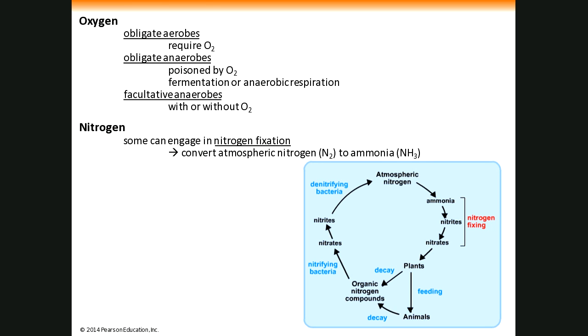You also got animals decaying and plants decaying, and they're producing nitrogen compounds. So it's all a big balance in the ecosystem, and bacteria and prokaryotic cells are a big part of that.